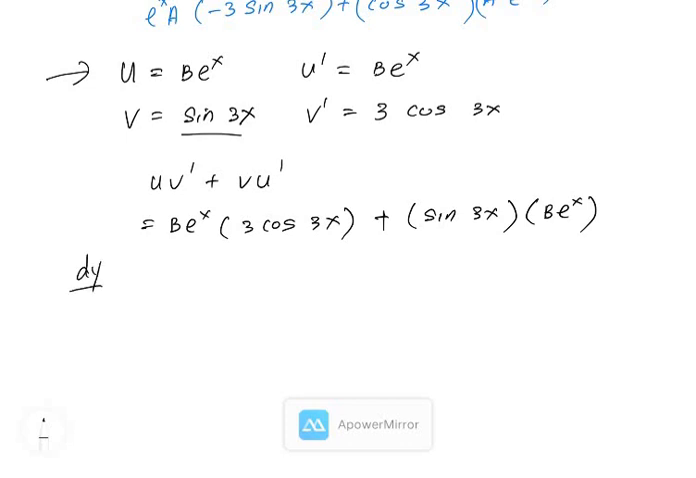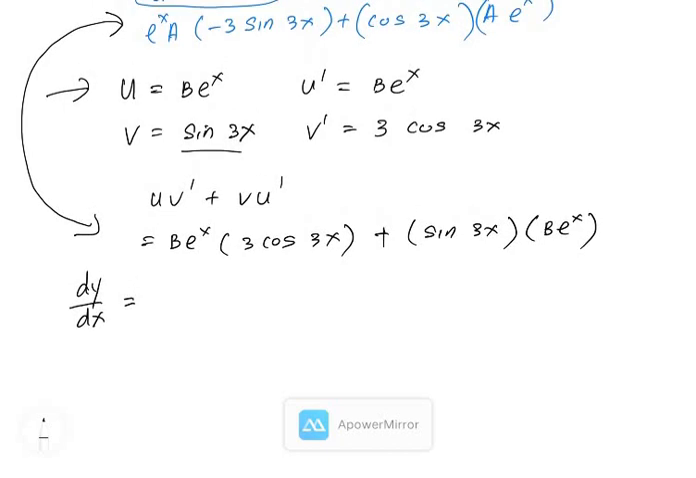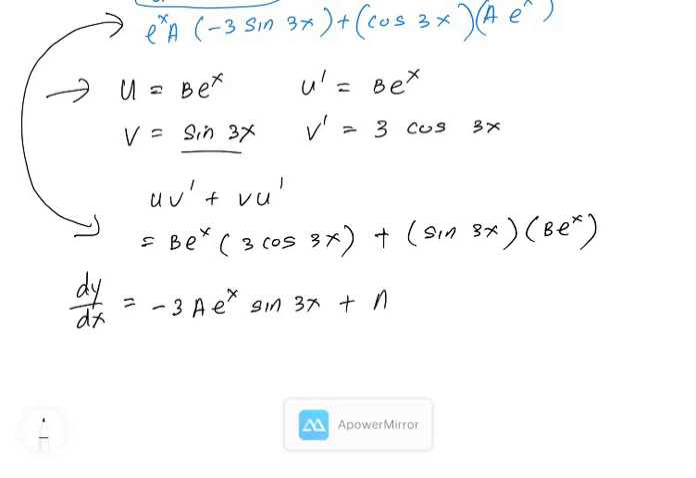Now for dy over dx, you have to sum up these two. So you have negative 3a e to the power x sin 3x plus a e to the power x cos 3x plus 3b e to the power x cos 3x plus b e to the power x sin 3x.